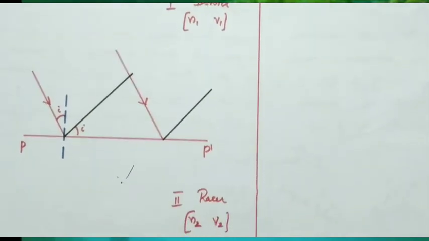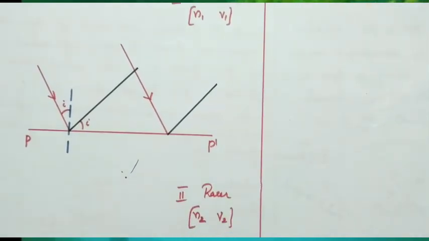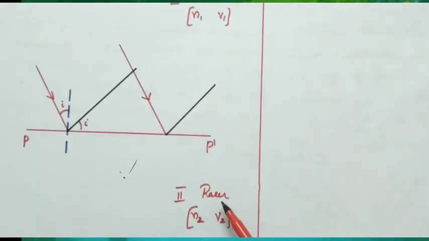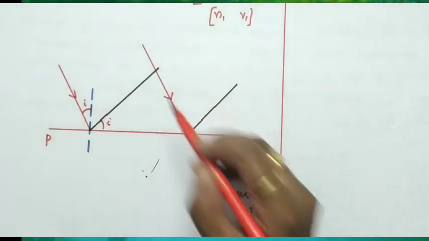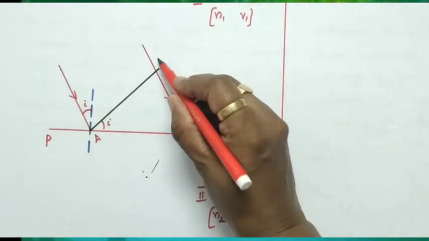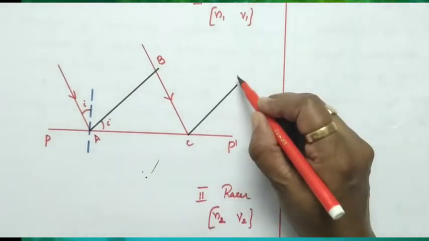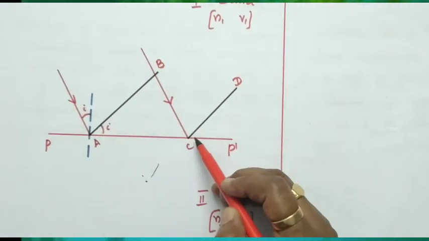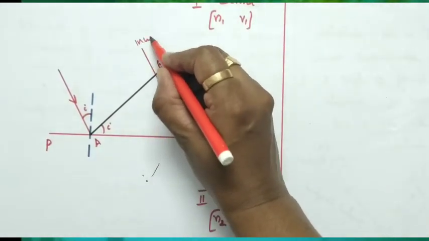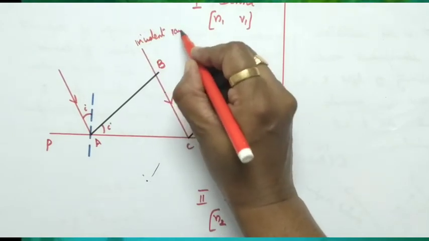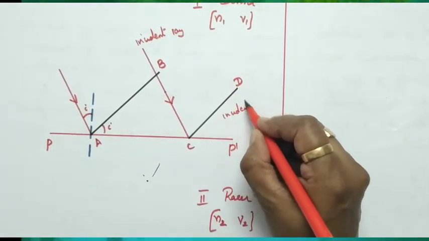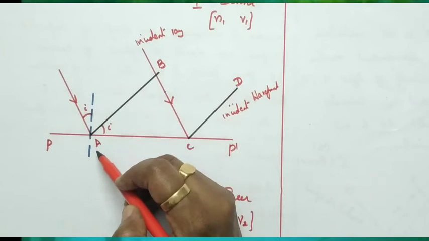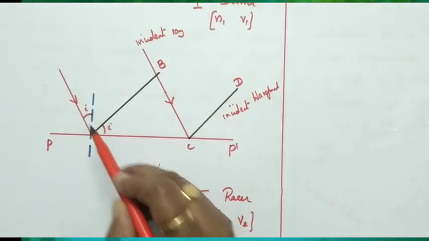Now we can see what happens when a ray of light is travelling from denser medium to rarer medium. Let the first medium be denser and the second medium be rarer. Here also we can consider two incident wavefronts, AB and CD. AB and CD are the two incident wavefronts, and we can draw rays at the points A and C. These two represent the incident rays. This is the incident wavefront. We can draw a normal at the point and mark the angle of incidence.